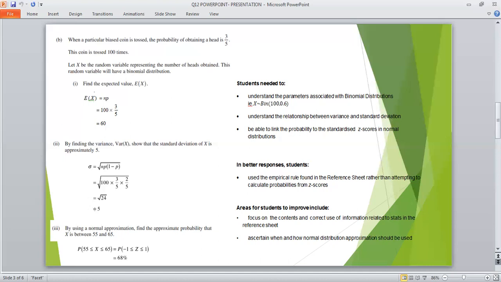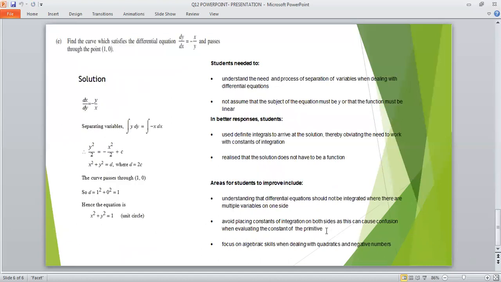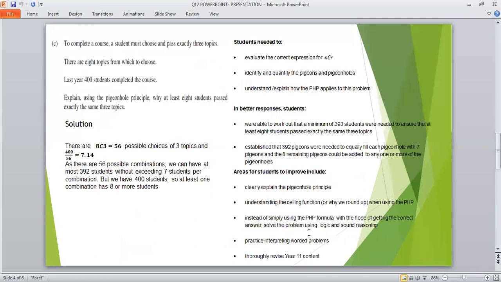The next question, question C. Sorry, I've just gone a bit too far. Yeah, there we go. This one was a typical pigeonhole principle problem. The question, as you can see, appears on the top, on the left-hand side, and a suggested solution is here in the bottom.